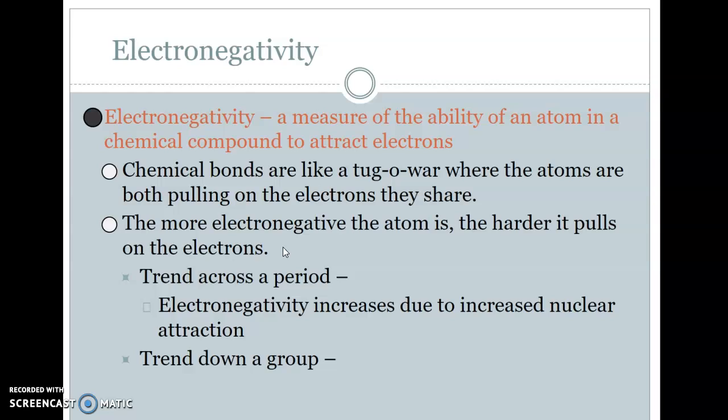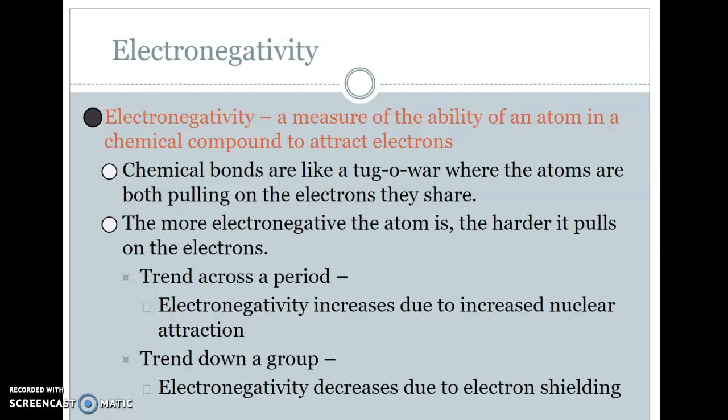Going down a group, remember how we described this electron shielding before? This idea that electron layers, as they are added, actually interfere with the nucleus being able to hold on to the valence electrons. So it makes it very hard for the nucleus to hang on to valence electrons. Well, if it cannot hold on very well to its own electrons, it's certainly not going to be able to pull very hard on shared electrons. So we see the electronegativity decreasing as we go down a group because of that electron shielding.